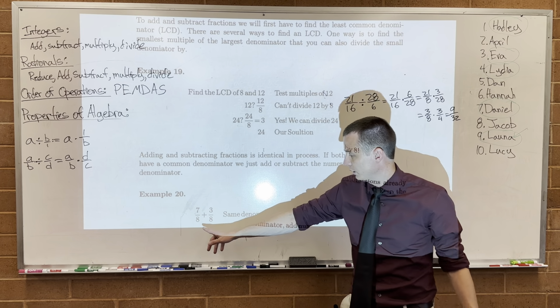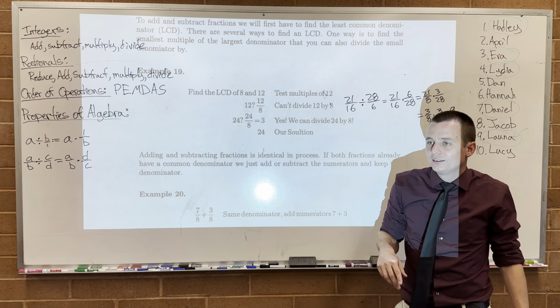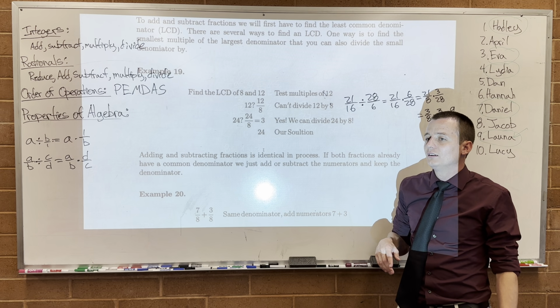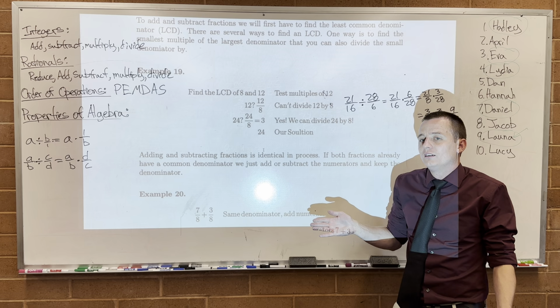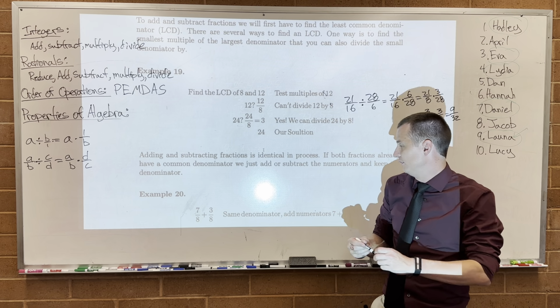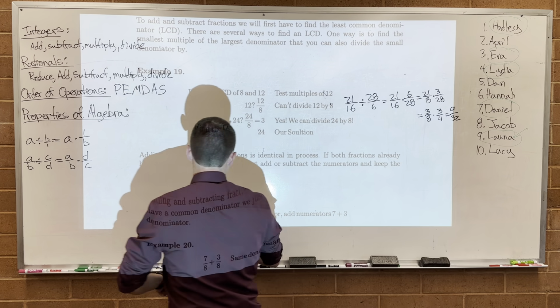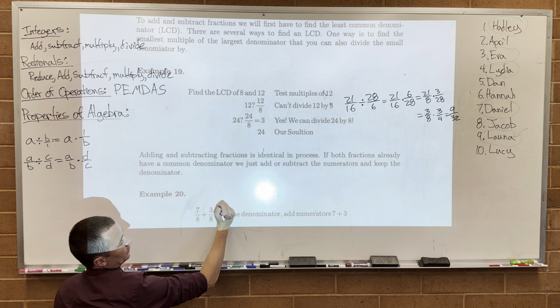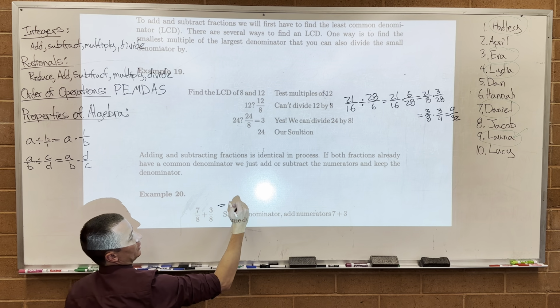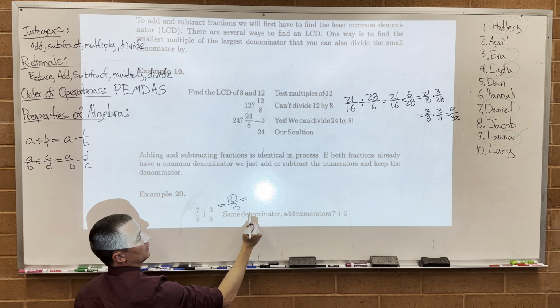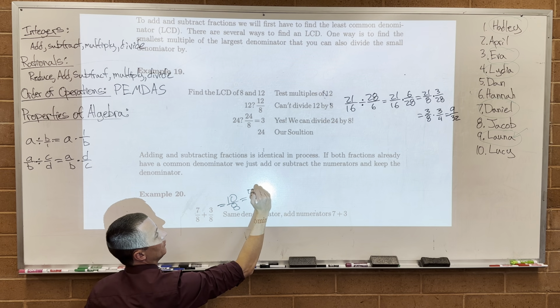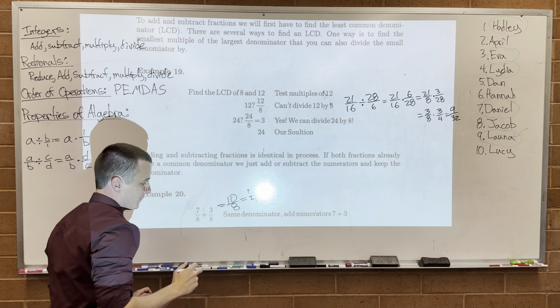This one we can just do really quick. 7 eighths plus 3 eighths is? 10 eighths. Or reduce it? 4 eighths. 1 half. No. That's what you did there. So this is equal to 7 plus 3 is 10 over 8, which is equal to, take a 2 out of the top and bottom, and we're left with? 5 fourths. There we go.